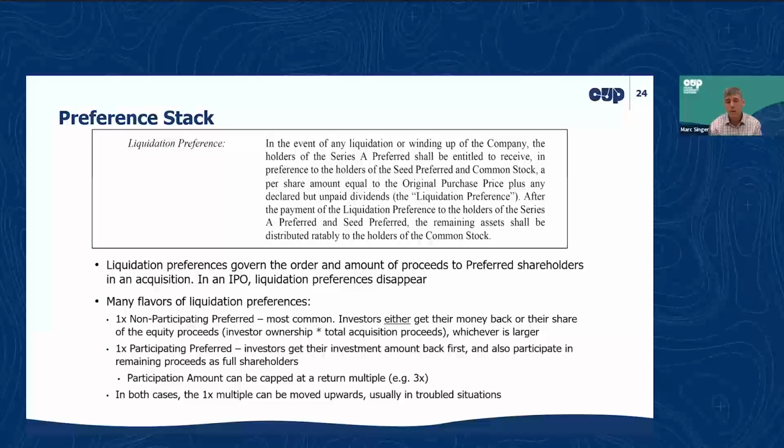And then also the multiple itself can change. So sometimes you will see a 2x participating preferred or a 2x non-participating preferred, where the investor can get twice their money back on the downside. That's usually only in troubled situations, as opposed to a company doing well, just raising a typical financing round.